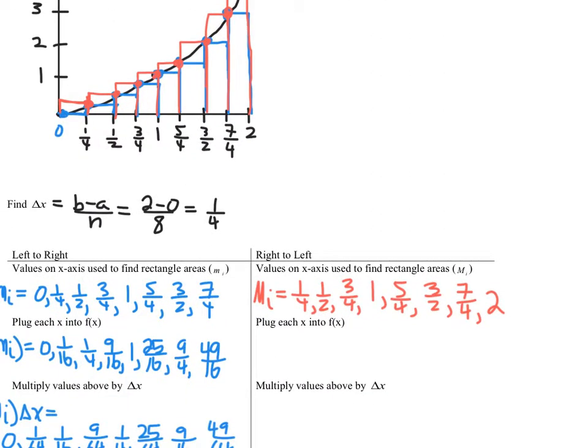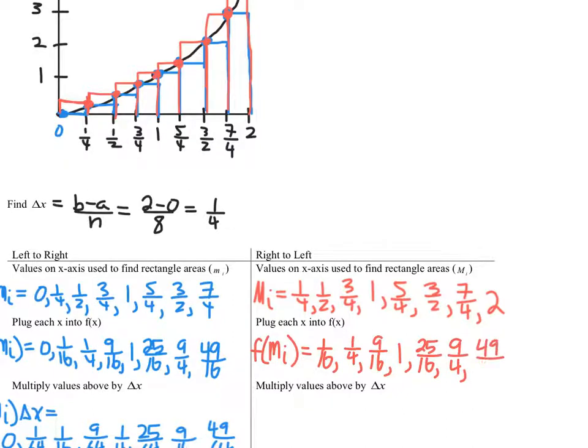All right. If we evaluate them all, we're going to get the same stuff that we had for the other side, except we're going to throw on a 4 at the end. I already screwed that up. 1/16, 1/4, 9/16, 1, 25/16, 9/4, 49/16, and 4.